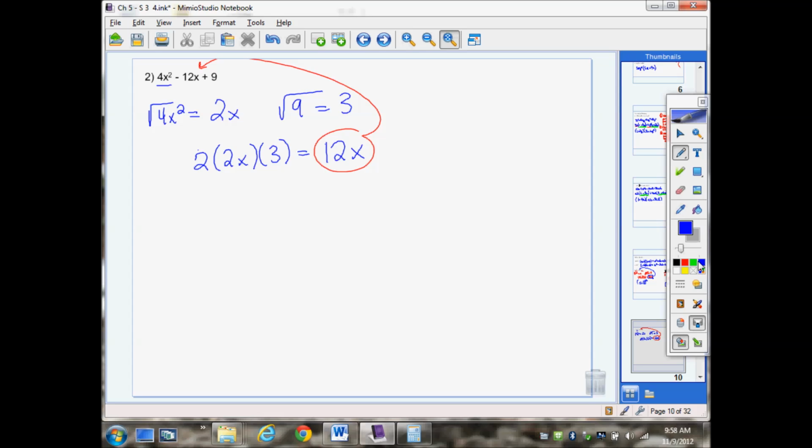The difference between this one and the last ones, though, everything was positive on the last ones. Here we have a negative. So instead of being 2x plus 3, make it 2x minus 3. So whatever sign the center term is. If the center term is plus, then your square will be plus. If the center term is minus, then your square will be minus. Do you guys need to see another one?